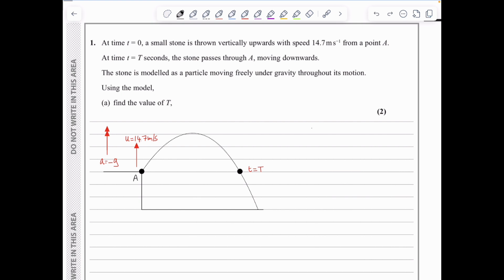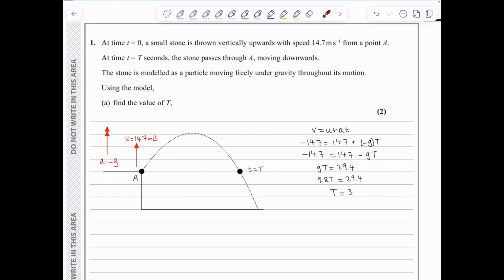So I'm going to say that v is equal to u plus at. At this point here the velocity is negative 14.7, which is equal to the initial velocity of 14.7 plus the acceleration of negative g times the capital T. So we've got negative 14.7 being equal to 14.7 minus gT, which leads to gT being equal to 29.4. Now we know that g is 9.8, so 9.8 capital T is 29.4. If I divide both sides by 9.8, we arrive at capital T being equal to 3.